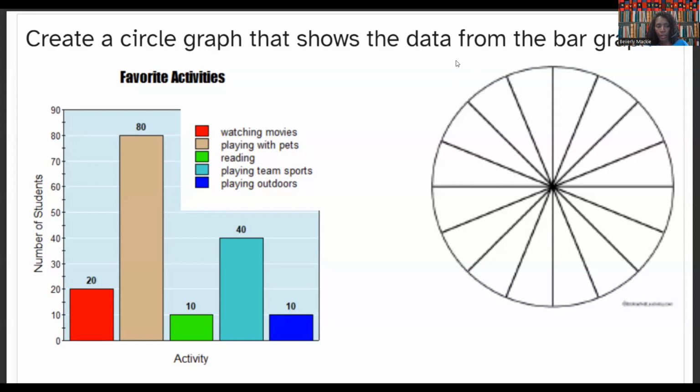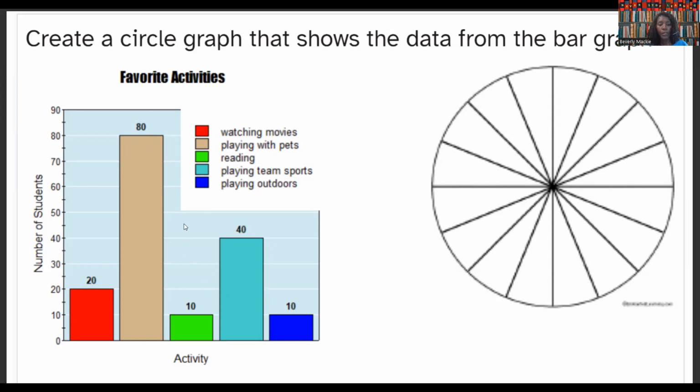So first of all, you just need to get familiar with the given graph, in this case, the bar graph. Let's look at it. We're talking about favorite activities. And then we have a key that tells us what each color represents. Red represents watching movies. There are 20 of them. The brown, the students, that's who they're surveying here, represents playing with pets and so forth.